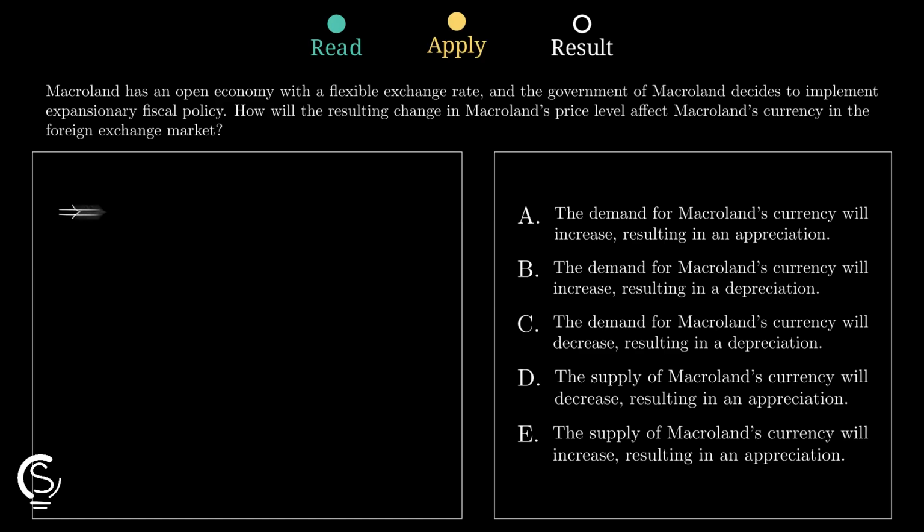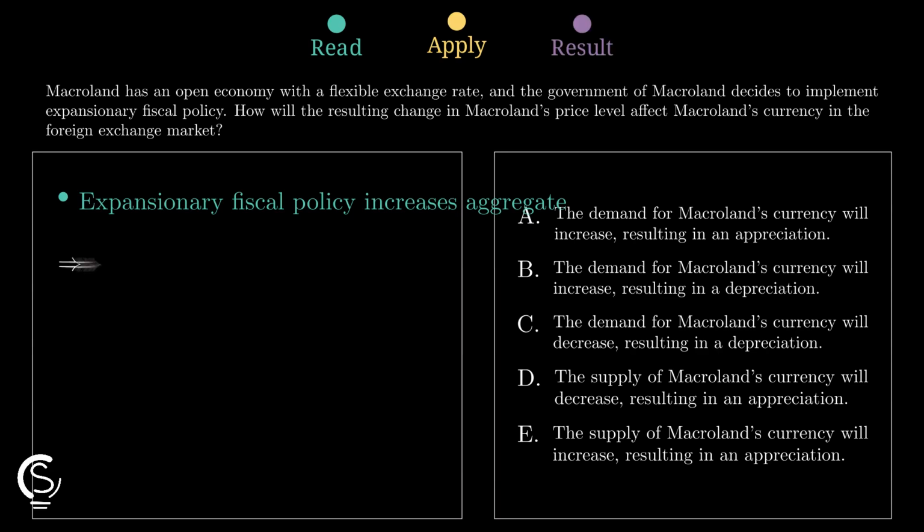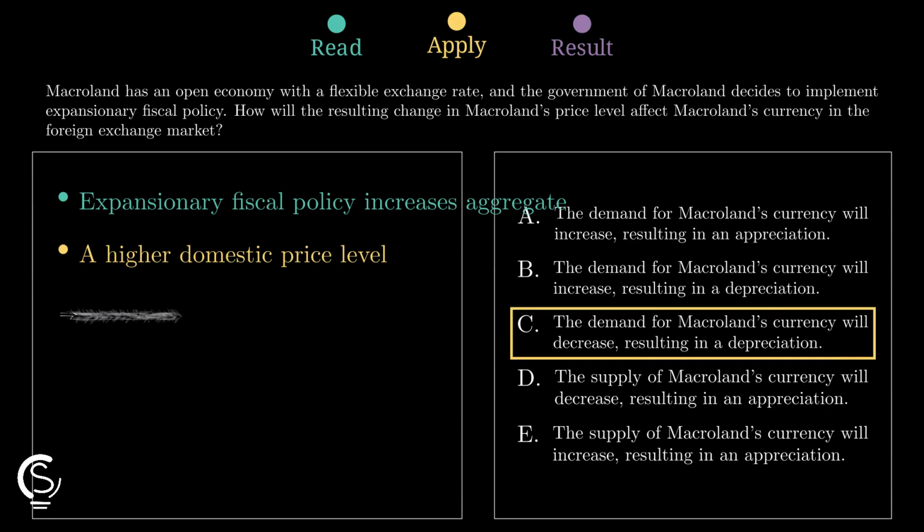Because domestic goods are now pricier, foreign consumers will naturally want to buy fewer exports from Macroland. This shift directly reduces the international need for Macroland's specific currency for trade. Consequently, the demand for Macroland's currency will decrease, resulting in a depreciation. This makes option C the only correct choice for us to pick today.